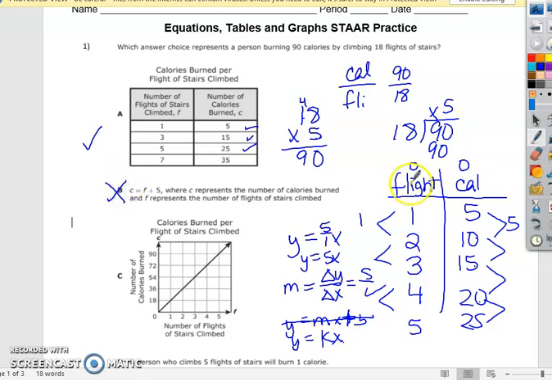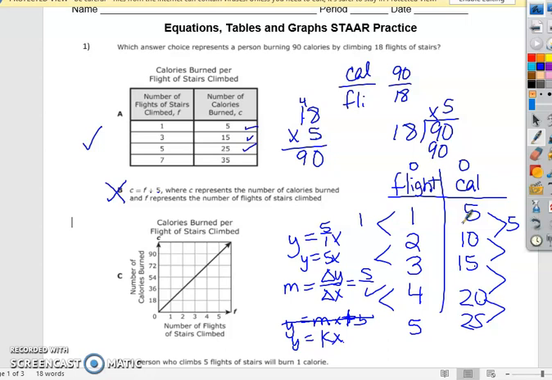I could also just say, okay, well, flights, F is 1. 1 plus 5 is 6. The calories would be 6, and that's incorrect. So there's multiple ways to check this. And sometimes they're going to say which one is not correct. I always hate those not questions, but they can put that.